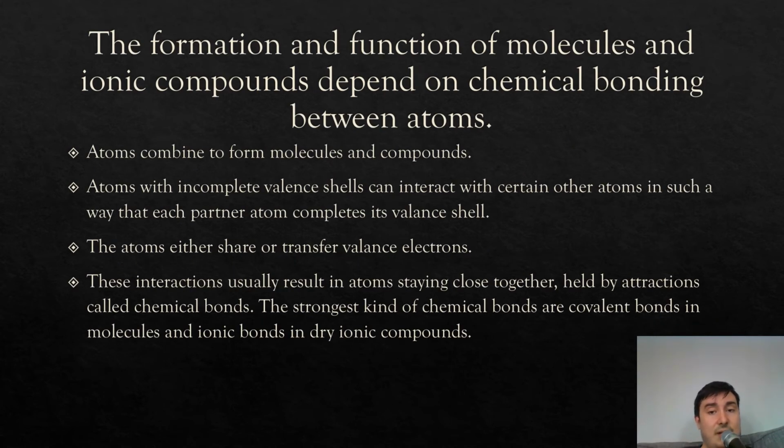The formation and function of molecules and ionic compounds depend on chemical bonding between atoms. Atoms combine to form molecules and compounds. Atoms with incomplete valence shells can interact with certain other atoms in such a way that each partner atom completes its valence shell. The atoms either share or transfer valence electrons. These interactions usually result in atoms staying close together, held by attractions called chemical bonds. The strongest kinds of chemical bonds are covalent bonds in molecules and ionic bonds in dry ionic compounds.